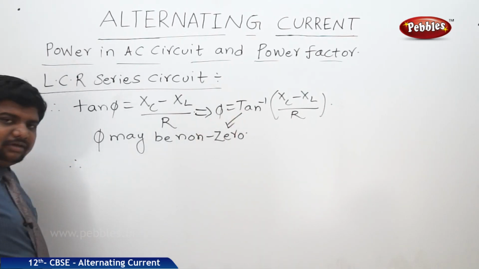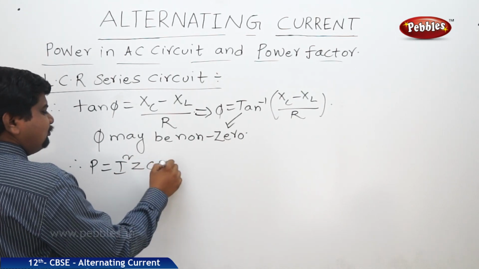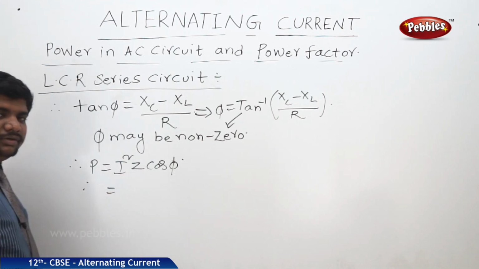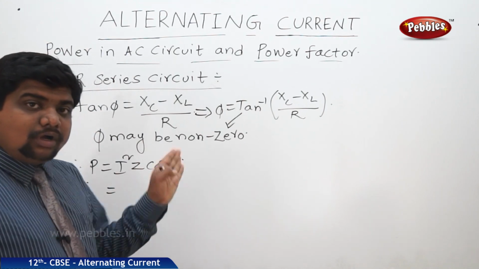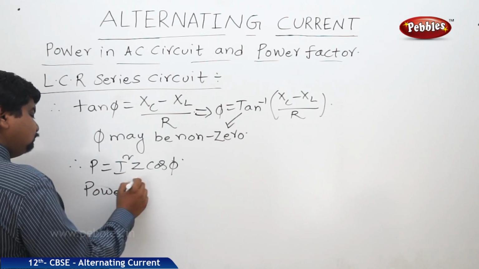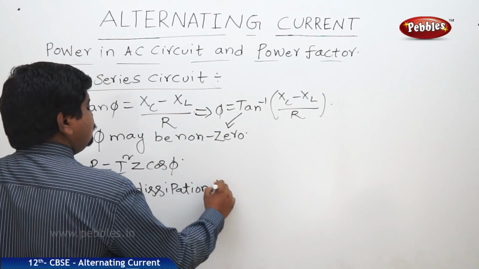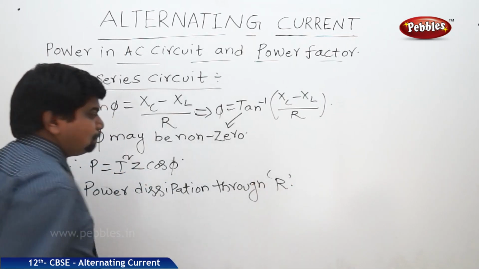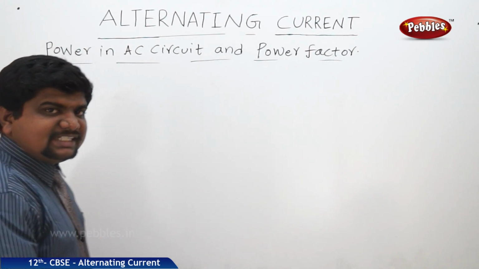Correspondingly, we can say phi is non-zero. Therefore, P is equal to I square Z cos phi. Phi is non-zero. Still also there is a chance for the power dissipation through R. Power dissipation through resistance. Next one, resonance circuit. Now we will see the power dissipation in series circuit.